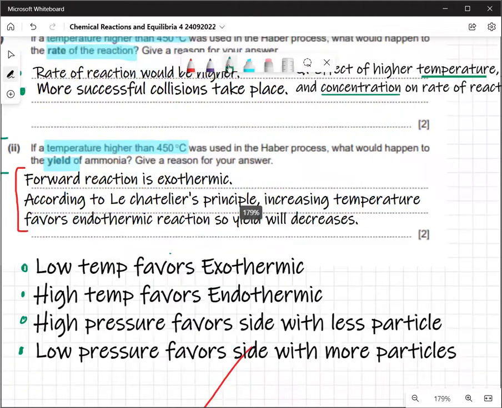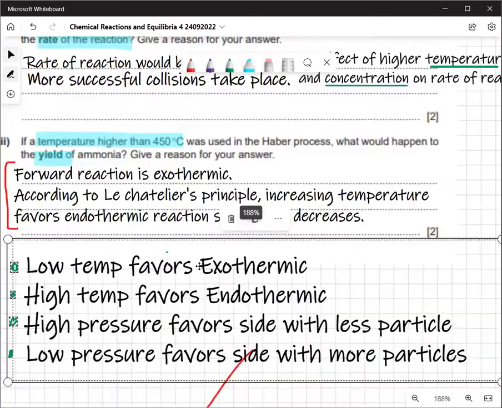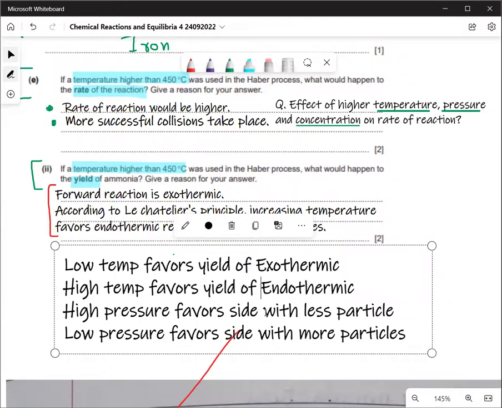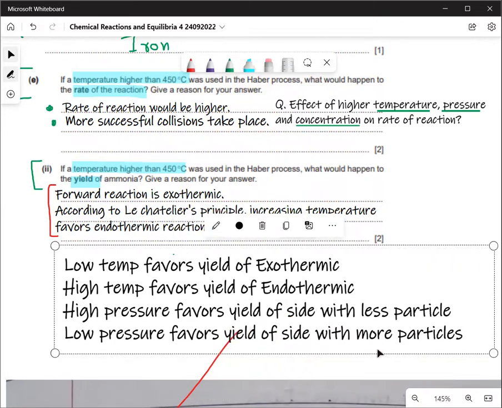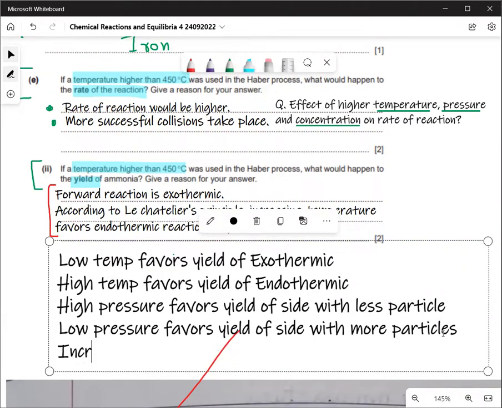Now in this case, what is happening? Are we taking a high temperature or low temperature? High temperature. And what kind of process is the Haber process? Exo. So if it is exo, then I need low temperature, but they're doing high. That means the yield will decrease. Is that clear? Write this in your notebook.